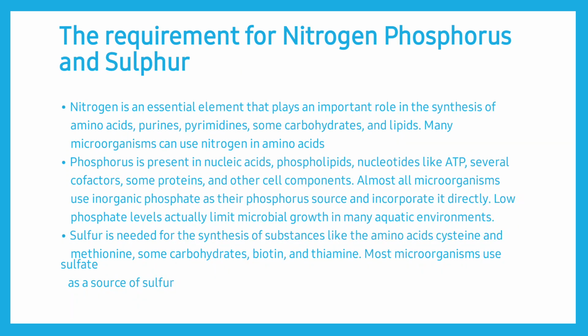The requirement for nitrogen, phosphorus, and sulfur. Nitrogen plays an important role in synthesis of amino acids, purines, pyrimidines, some carbohydrates, and lipids. Many microorganisms can use nitrogen in amino acids. Phosphorus is present in nucleic acids, phospholipids, nucleotides like ATP, several cofactors, some proteins, and other cell components. Sulfur is needed for the synthesis of substances like the amino acids cysteine and methionine, some carbohydrates, biotin, and thiamine.